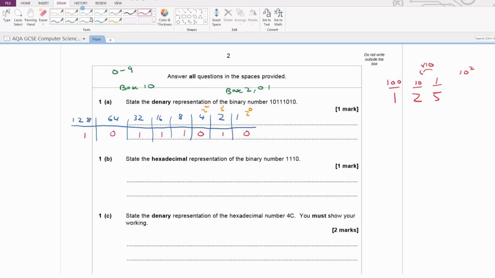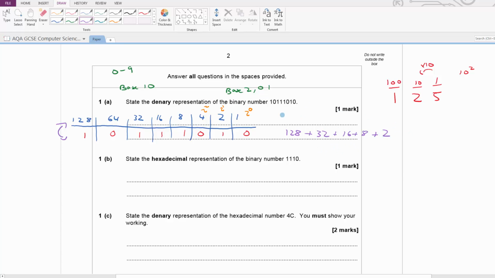Anyway, so you write in your number, and then you essentially multiply the rows by the columns. So we have 1 lot of 128 plus 1 lot of 32 plus 1 lot of 16 plus 8, 0 lots of 4, 1 lot of 2, and 0 lots of 1.